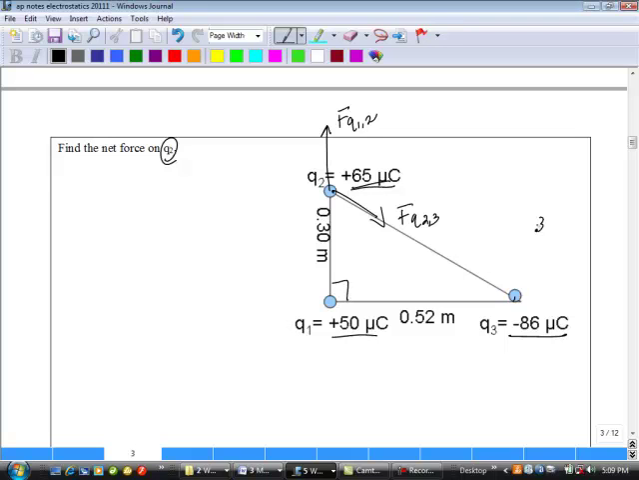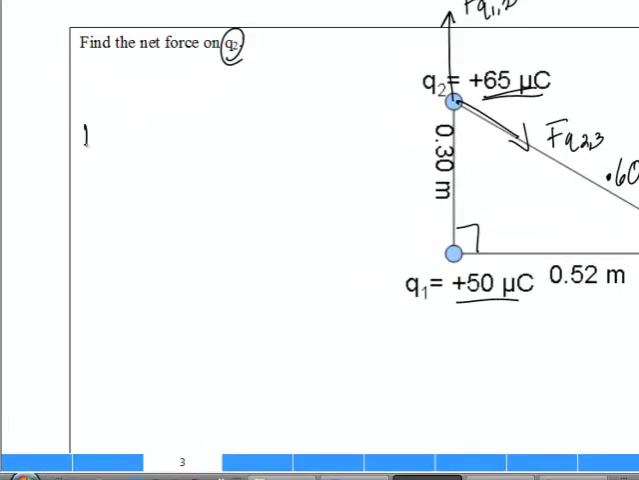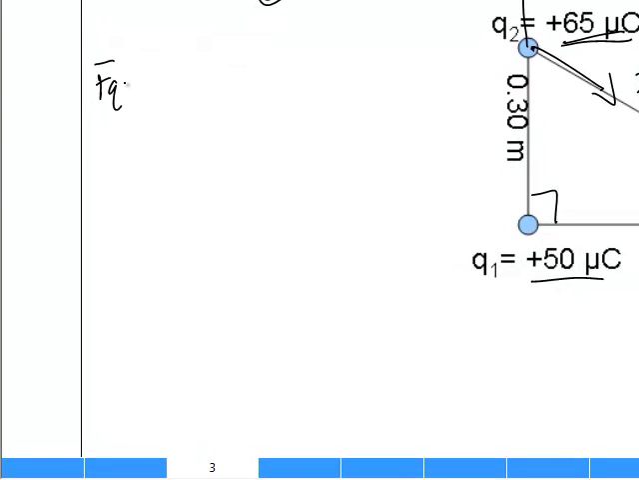Hopefully you can see that this is a Pythagorean theorem problem. And so using the Pythagorean theorem will enable me to calculate what that distance is between the two. When I calculate that math, I get 0.60 meters. Again, the next step, to calculate the force between Q1 and Q2, which will be kQ1Q2 over r squared.